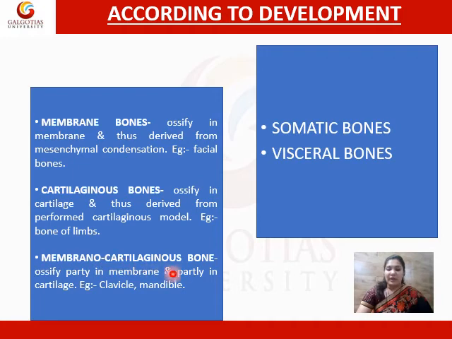Then there is membranocartilaginous bone. These types of bone partially ossify in membrane and partially ossify in cartilage. They have the two ossifications, and examples are the clavicle, the collarbone, and the mandible, the lower jaw bone. These types of bones are classified according to development, whether the development is membranous, cartilaginous, or both, membranocartilaginous.